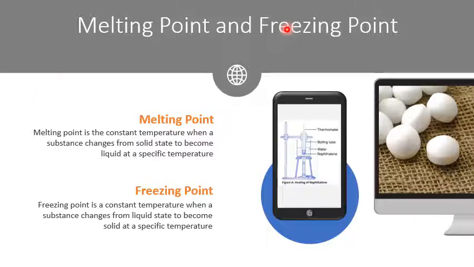Melting point and freezing point. What is melting point? Melting point is the constant temperature when a substance changes from solid state to liquid at a specific temperature. It melts from solid to a liquid. Freezing point is the constant temperature when a substance changes from liquid state to solid at a specific temperature, like an ice cube. Melting is like an ice cream, it melts from solid to liquid.